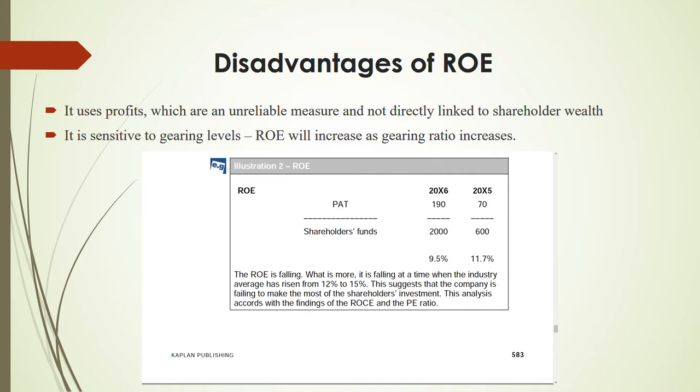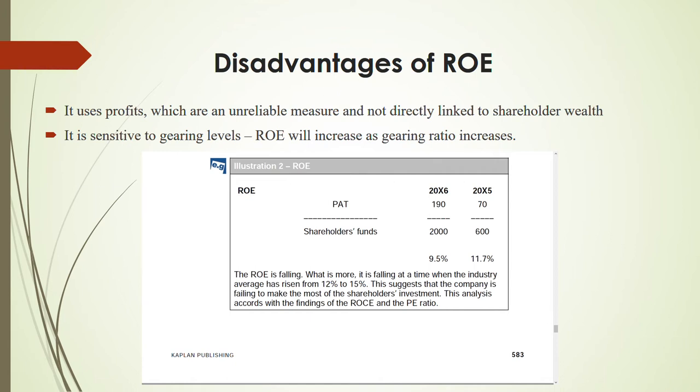Now just go down and see what they have written. The ROE is falling. What is more, if it is falling at a time when the industry average has risen from 12 to 15%, what does it mean? That they are not performing as well as the industry, because the industry average increased but they are falling down. The industry averages of ROE have been given to you in your income statement. Now you see how you're comparing between the time periods 2005 and 6, and also with the industry averages.